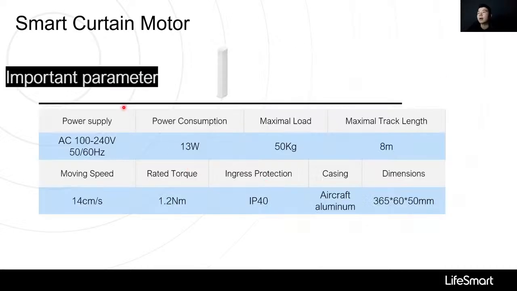Next, parameters. For the smart curtain motor, its maximum load is 50 kg, and the maximum track length is 8 meters. These are two important parameters.